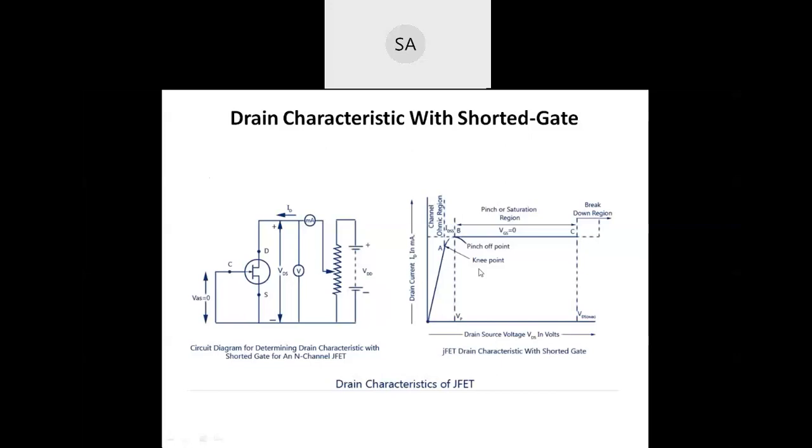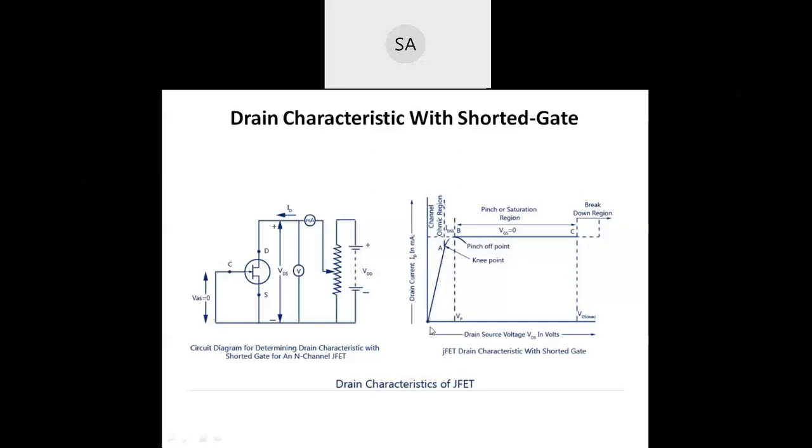Suppose first you assume the pinch-off is at 5 volts. Then if you provide VGS equal to minus 1 volt, the pinch-off voltage will not be 5 volts. It will be lesser than this VP voltage. It reaches some maximum value, and after that it maintains a constant value. Again, if you take VGS equal to minus 2 volts, this may be at 3 volts, and it reaches the maximum value and maintains a constant value. And again you take minus 3 volts.